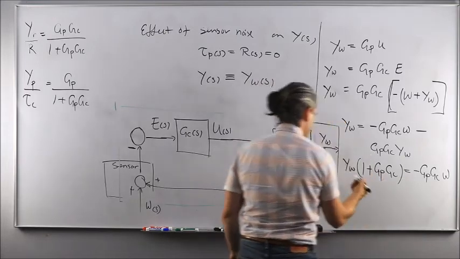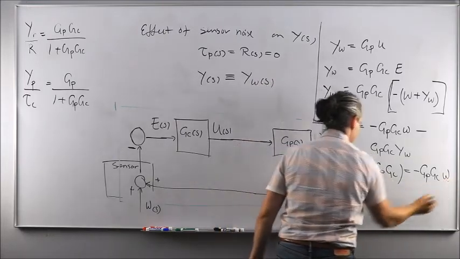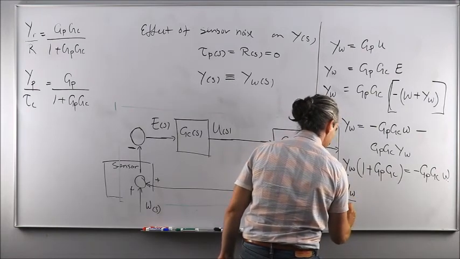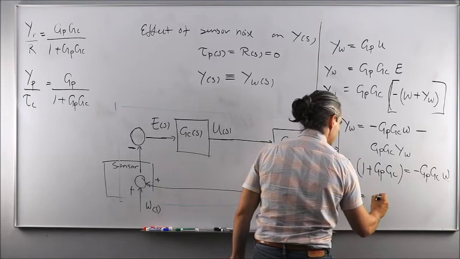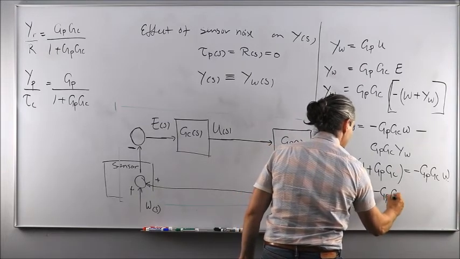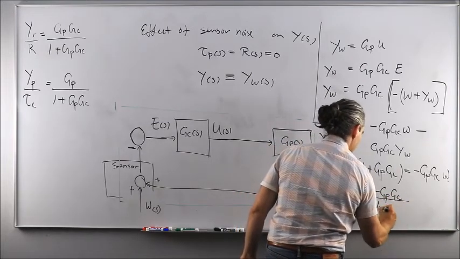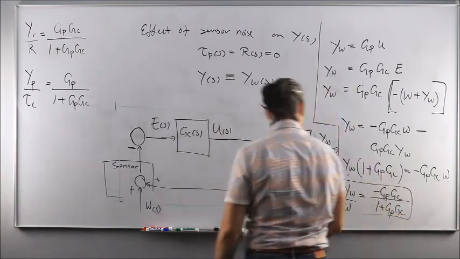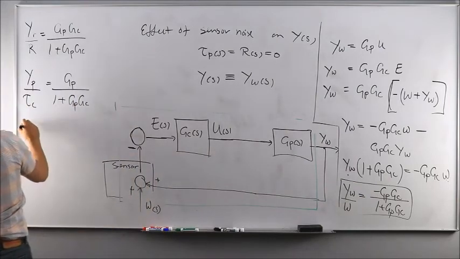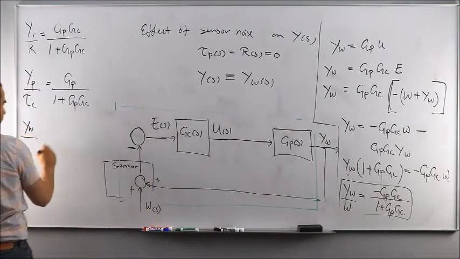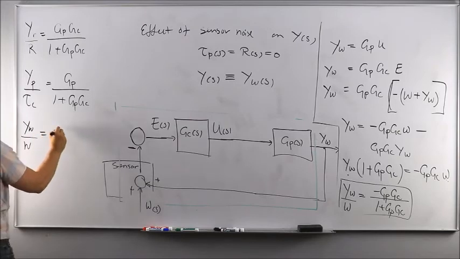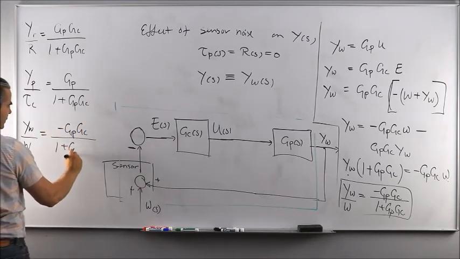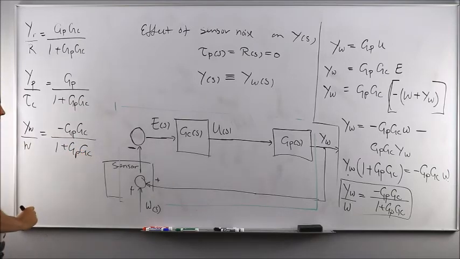Or alternatively, get my transfer function between this input and that output. So it's always output over input, obviously. It would be equal to minus GP GC over 1 plus GP GC. There we go. So YW over W equals minus GP GC over 1 plus GP GC.